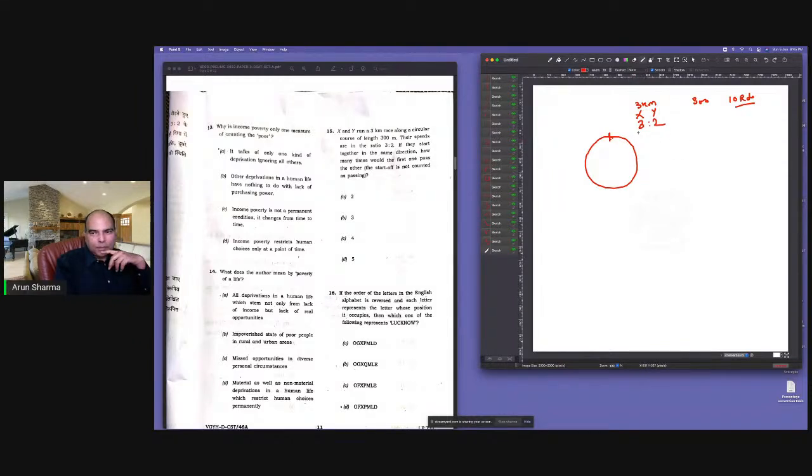Passing tab hoga. Ye 3:2 speed hai. Iska matlab ye hai ki jab Y do round karega, simple logic se socho, isme zyada math mat lagao. To Y do round karega, to X 3 round karega. Aur ye first passing hoga.